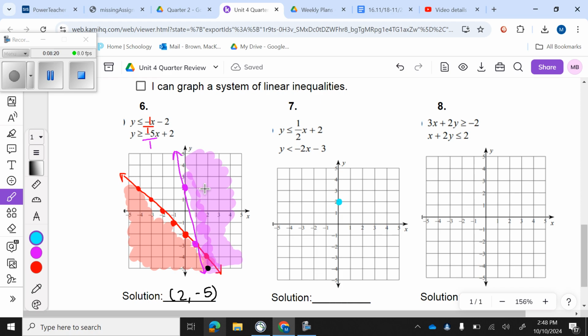All right, number 7, my y-intercept is 2. My slope is a +1 over 2, so I'm going to go up 1, right 2. Up 1, right 2. Or I can go down 1, left 2. Because there's a line underneath this, I'm going to draw a solid line because that is equal to. And it says less than or equal to. So if it's less than, I'm going to shade below.